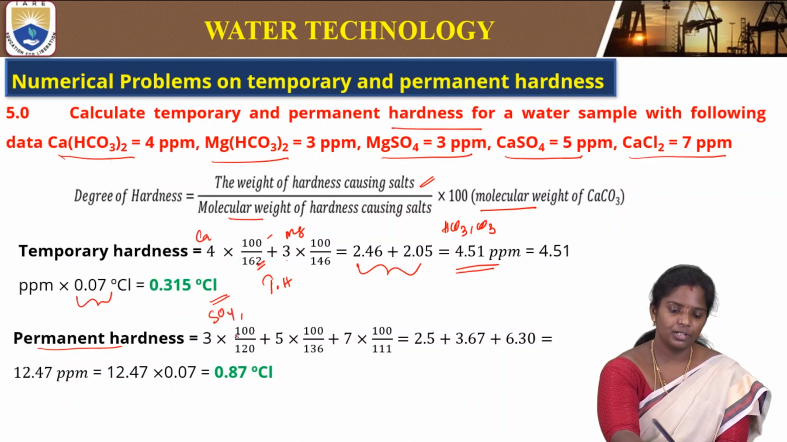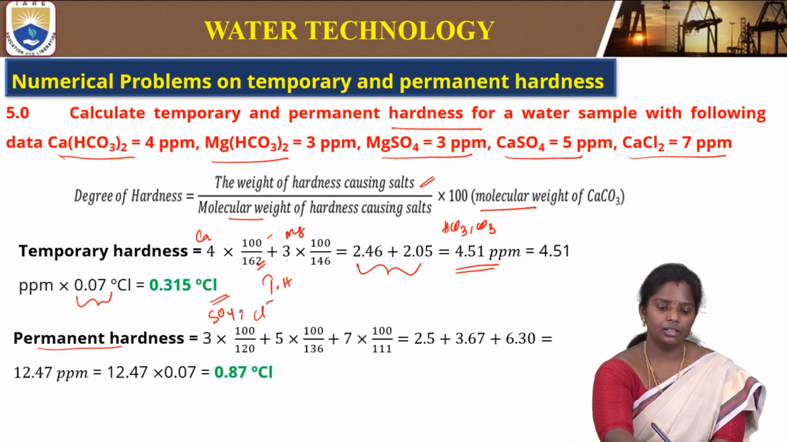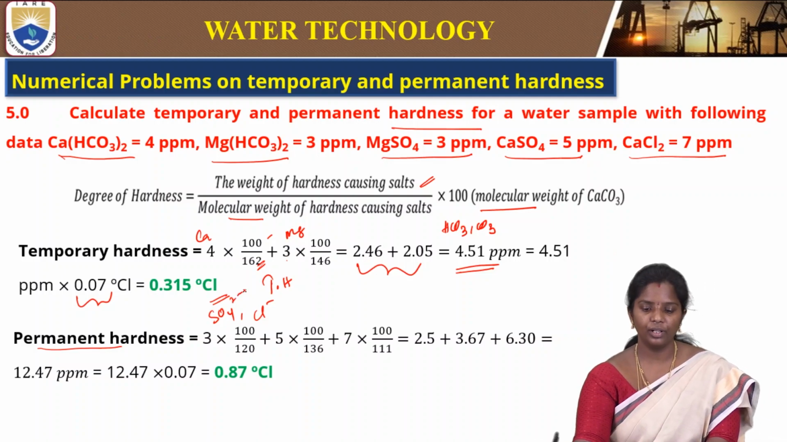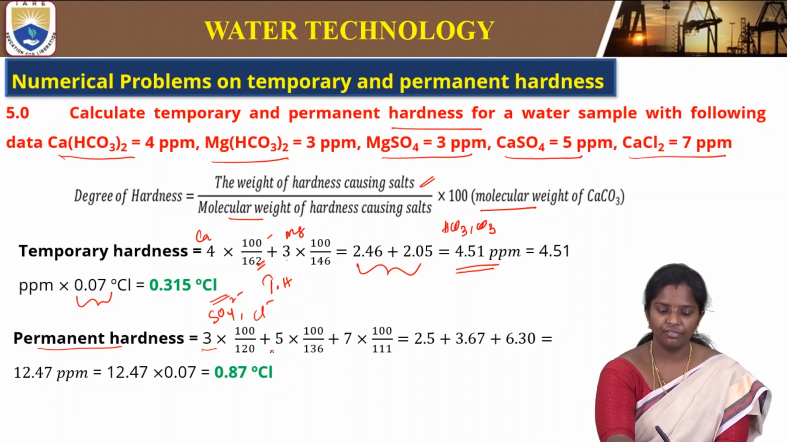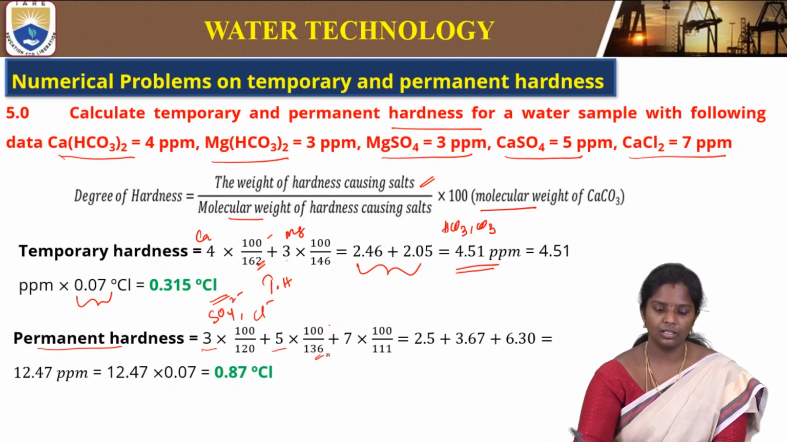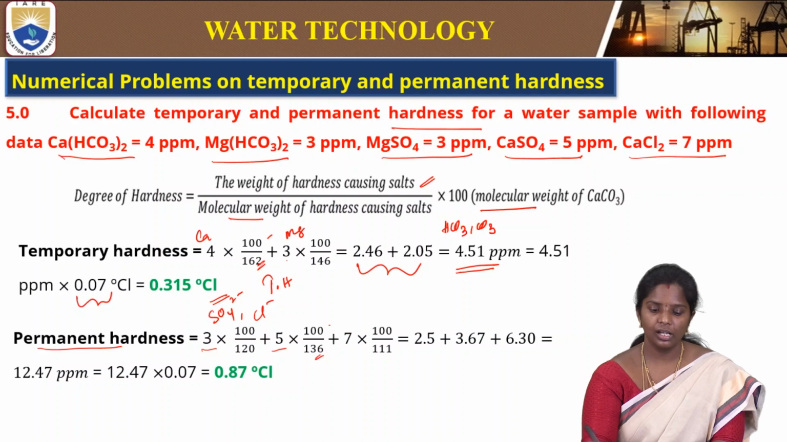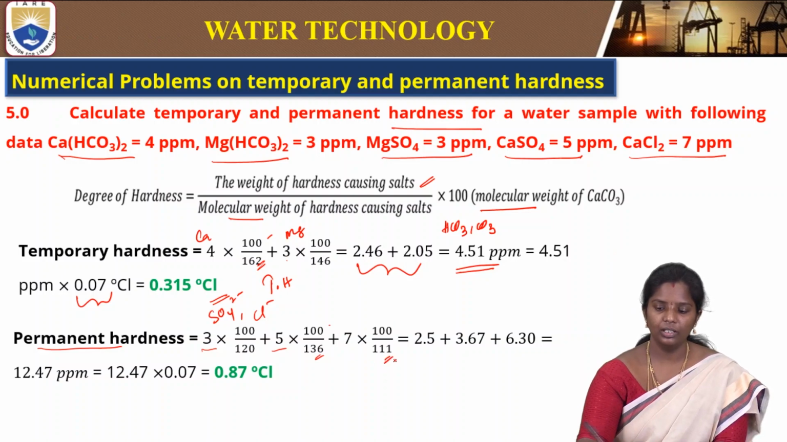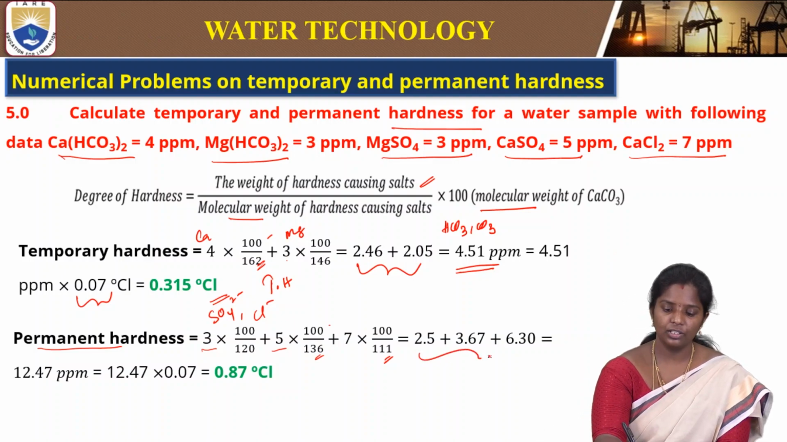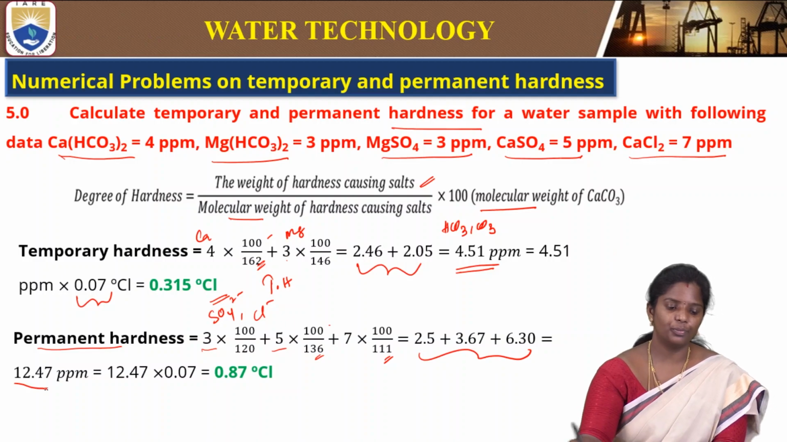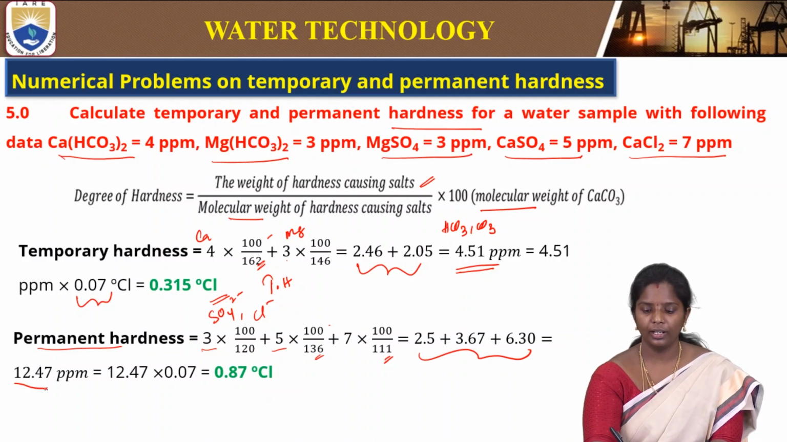Magnesium sulfates, sulfides or chlorides that are present in that particular sample. So magnesium sulfate is 3 into 100 by 120, 5 into 100 by 136 is for the calcium sulfate, and 7 into 100 by 111 for the calcium chlorides. So the chlorides and sulfates are considered for the permanent hardness, and upon addition we get the value of 12.47 ppm or mg per liter.